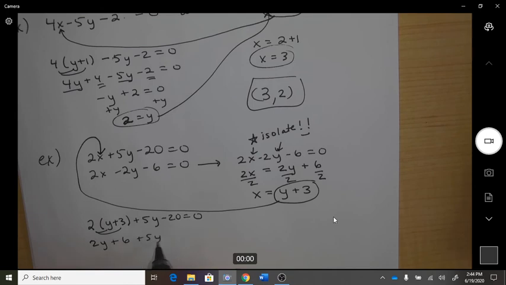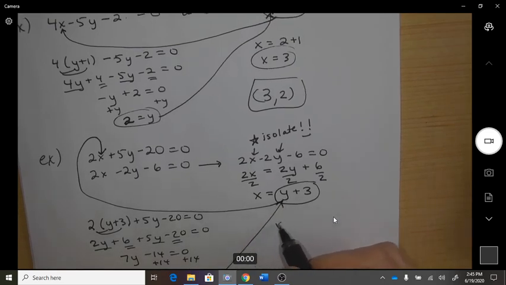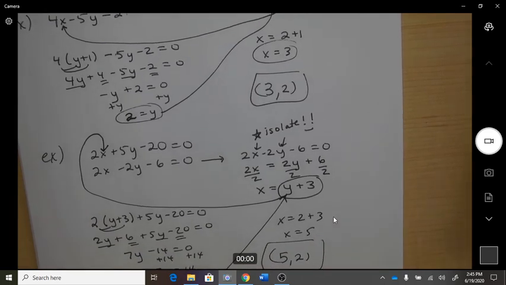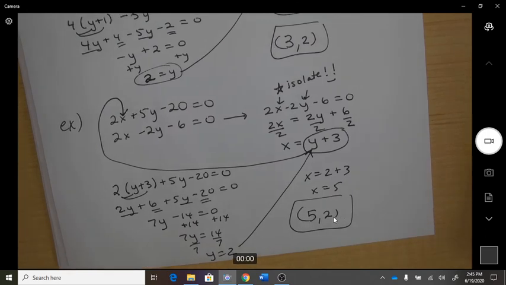Distribute, collect like terms, algebra, move over, and divide. So y equals 2, and then replace, so 2 plus 3 is 5. Oh, sorry there, couldn't see my algebra.